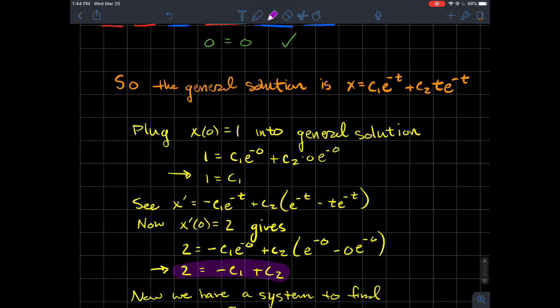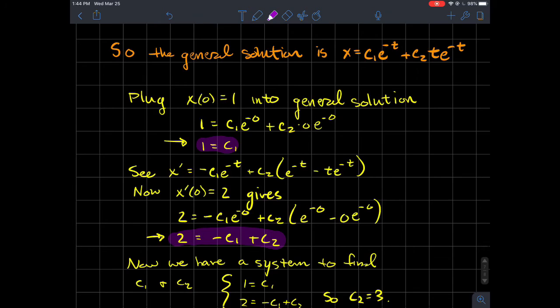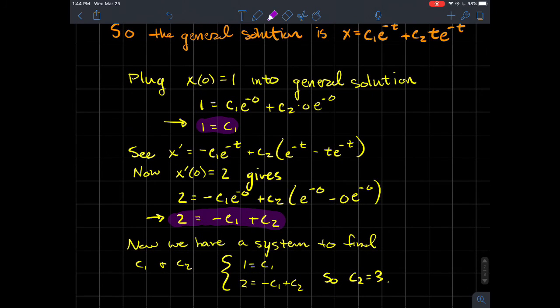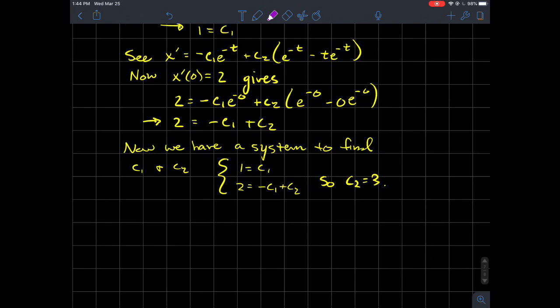So in general, just to remind you, each initial condition gives you an equation that involves your unknowns, your c1 and c2. Generally, you probably think of those as a system. In this case, it's nice though because one of the equations just tells you, hey, C1's 1. In that case, you can just substitute into the second one, and you should get that C2 has to be 3.